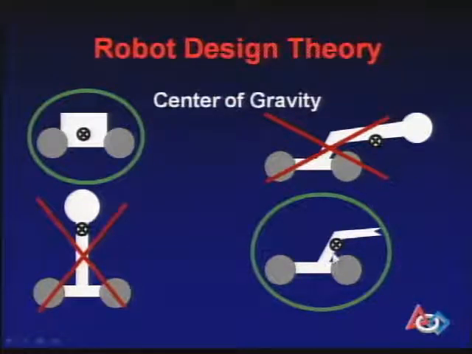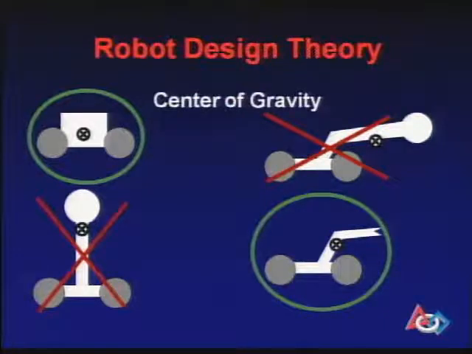But most robots you'll see will end up having the center of gravity centered above one set of wheels or the other, and this actually makes it easier to turn because the robot will tend to turn about a point closest to the center of gravity. And so it's turning about a point close to where most of the weight is.